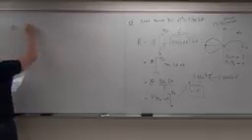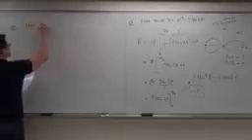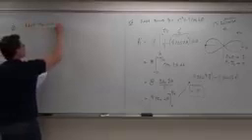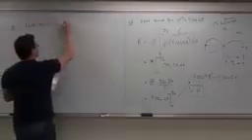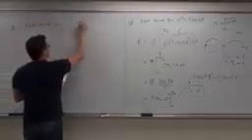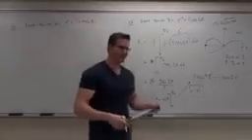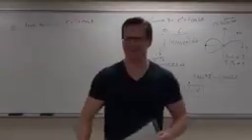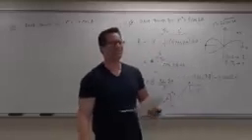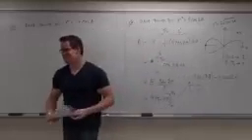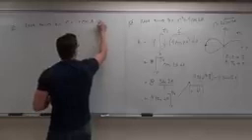Area bound by r equals 1 plus cosine theta. We've seen that several times now. What is that? The butt. Come on, I should have said that to you. What is that? It's a cardioid, that's right.